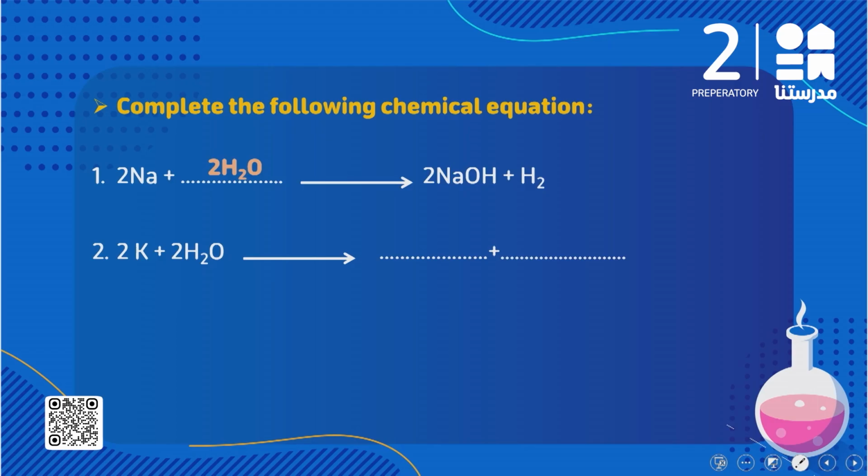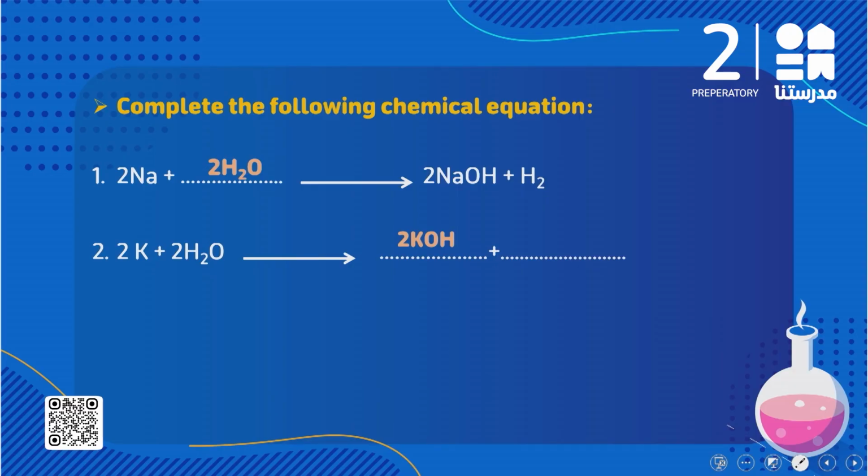2K plus 2H2O giving what? We said H2O is divided into OH and H. So the K combines with the OH and hydrogen gas evolves, giving 2KOH plus H2. Again we added 2 here and 2 here to make the equation balanced.